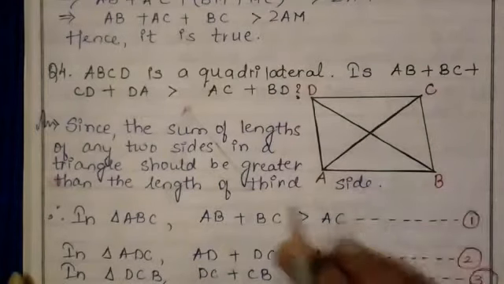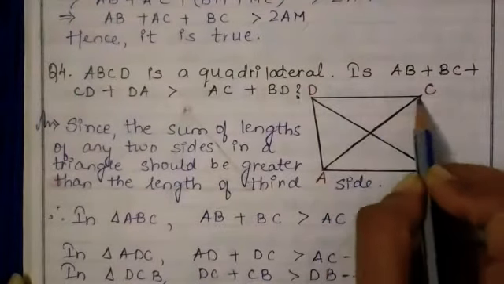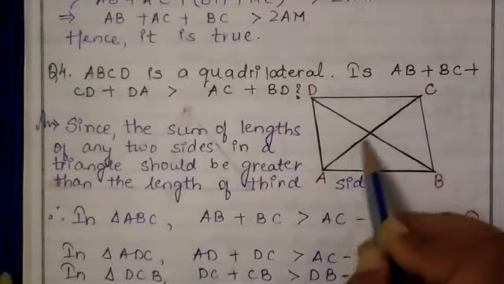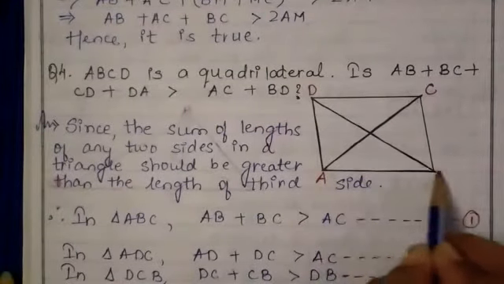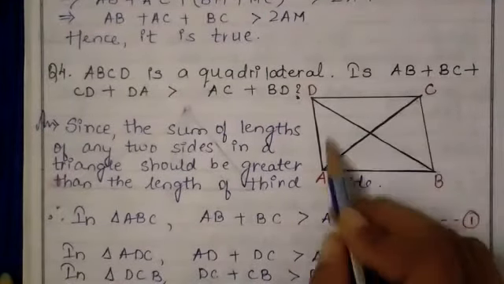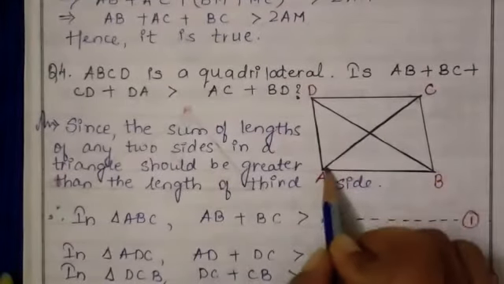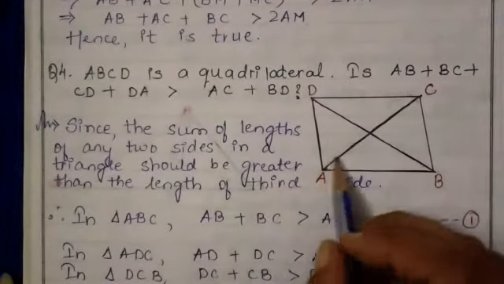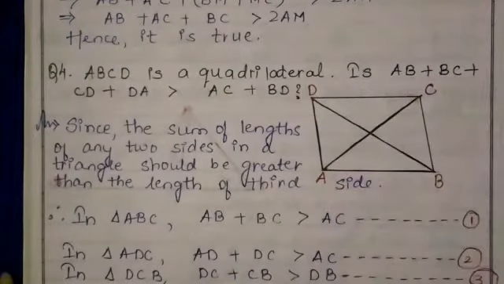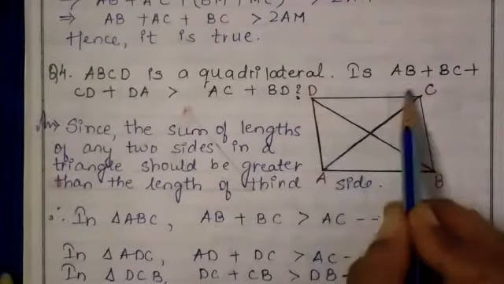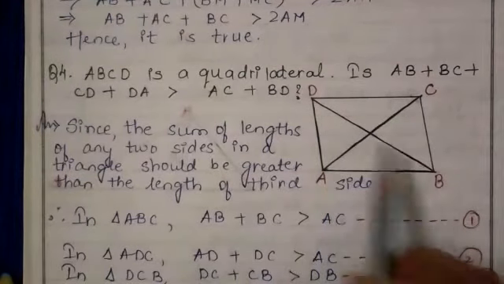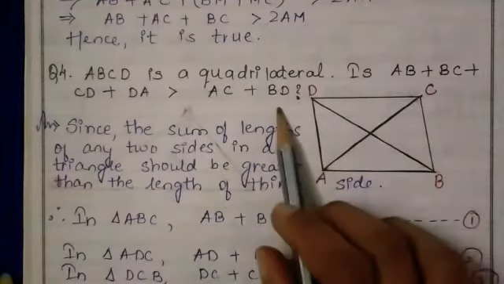If we see AC, we can see that AC is the common line segment for two triangles, that is, for triangle ABC and for triangle ADC. So for AC, we have to consider both triangles. Similarly, BD is the common line segment for DCB and DAB. So again, for BD we have to consider both triangles.